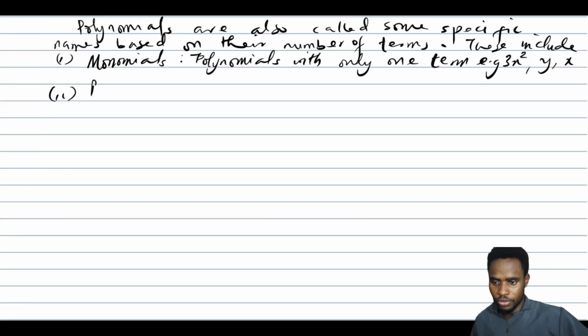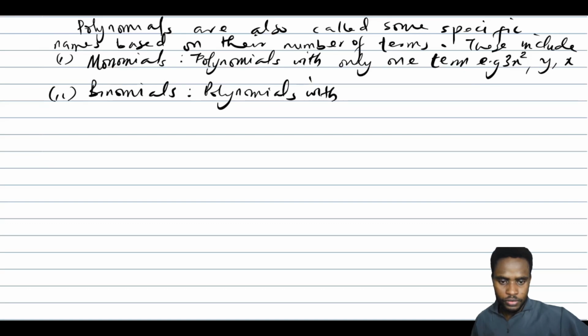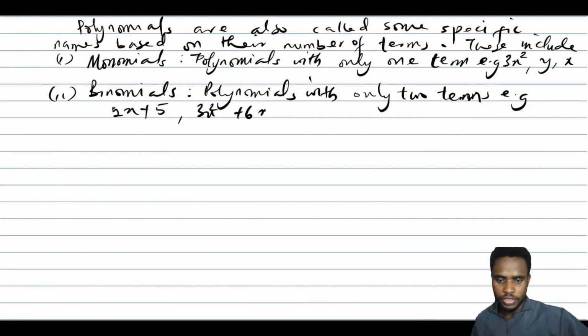Another one is binomial. Binomials are polynomials with only two terms. For example, let's say 2x plus 5, 3x squared plus 6x, and so on.